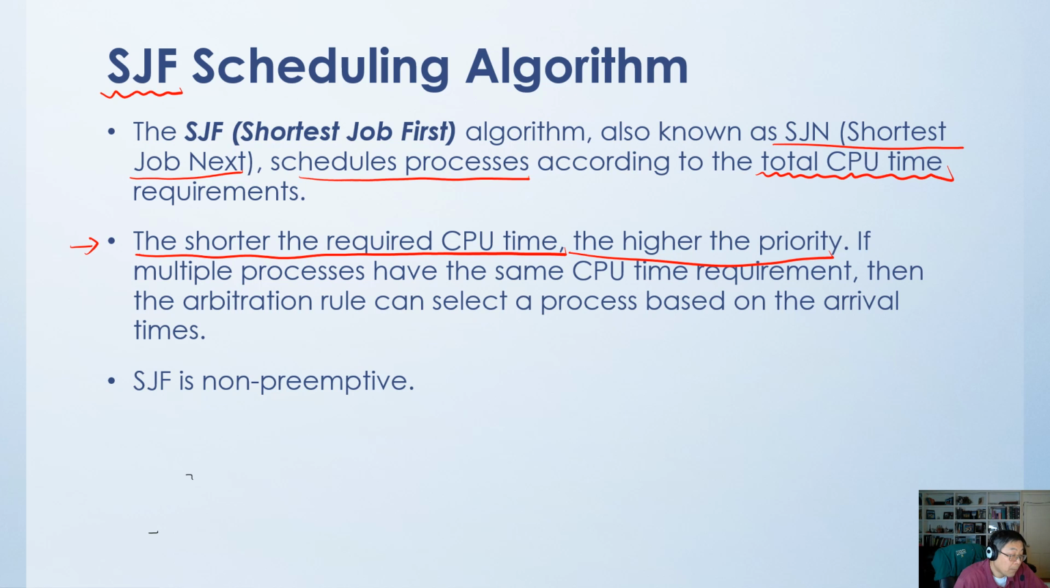Now, shortest job first actually has two versions. One is the non-preemptive version. The other one is the preemptive version. Let's take a look at the shortest job first, non-preemptive version, because the shortest job first with a preemptive version has a different name. We use a different name for it.